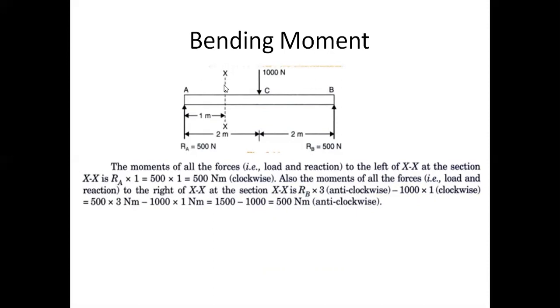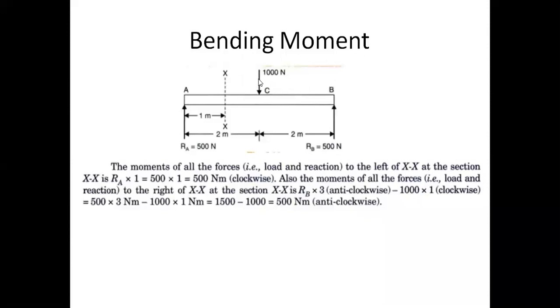Now we will talk about the right hand side of the XX section. On the right hand side, you have two forces: one is 1000 newtons and the other is 500 newtons. When two forces are there, we have to find the net bending moment, the net moment it will create.